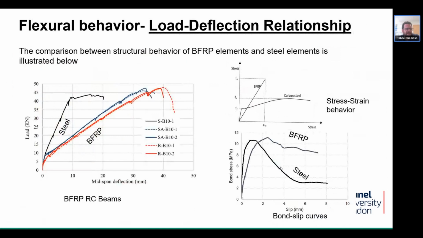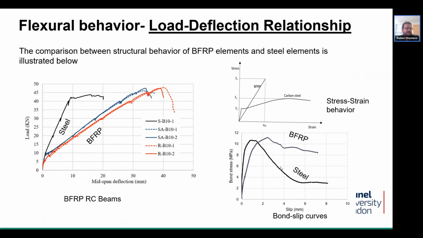You can see from the diagram below a comparison of the structural behavior between basalt fiber reinforced polymer, BFRP, reinforced concrete beams and steel reinforced concrete beams. On the left-hand side is the midspan deflection versus load, and you can see that the bending stiffness of the BFRP reinforced concrete beam is lower than that of the steel reinforced concrete beams. This is because, if you look at the right-hand side, the stress-strain behavior of BFRP is different, where the elastic modulus of BFRP is lower than for steel. Also, the bond-slip curve versus bond stress shows that the bonding behavior of BFRP differs from that of steel.